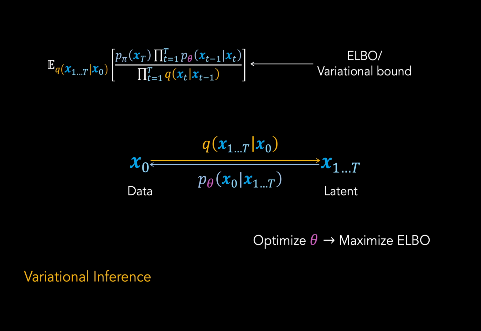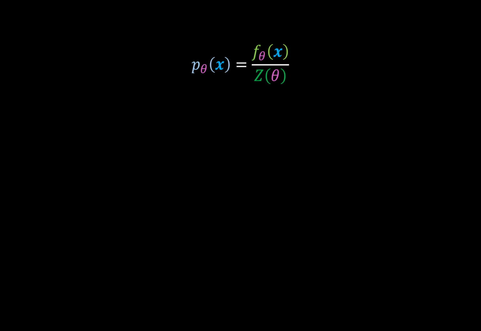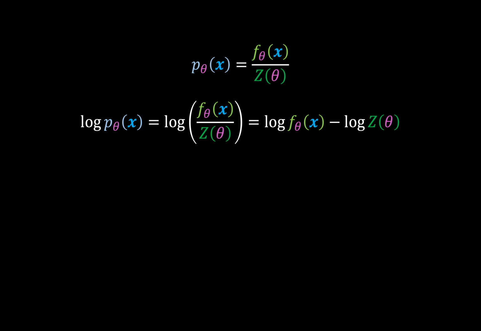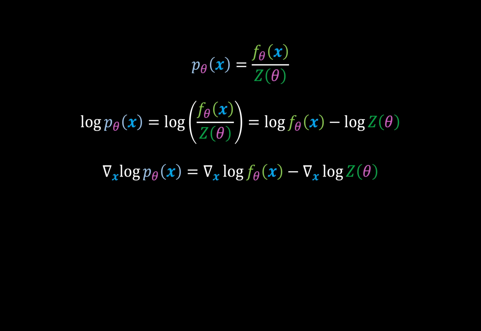In the last video, we explored the approach of variational inference, where we created some latent variables, x1 to x_T, then optimized our latent to data mapping to maximize a lower bound on the log likelihood. In this video, we'll take a different approach. First, we take our normalization equation and log both sides. Then we take the gradient with respect to the data vector x.